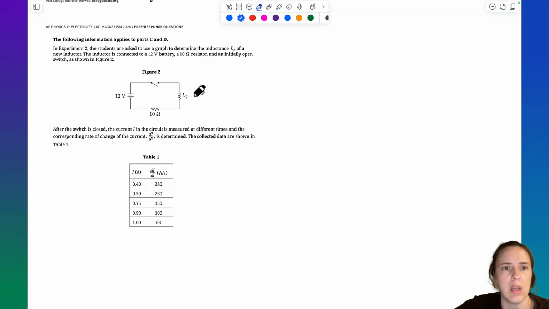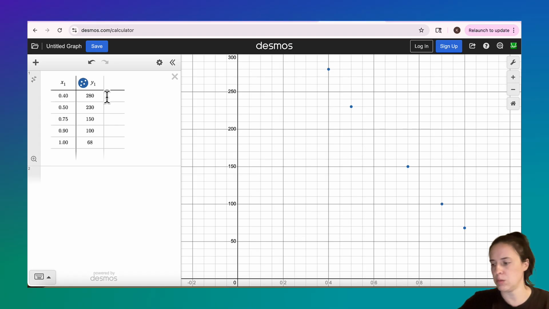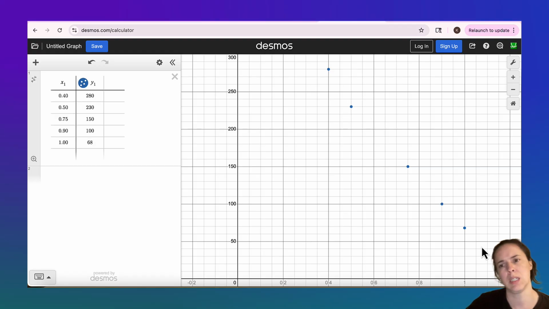We're now dealing with an LR circuit. So two things we can do. Number 1, we can consult our equation sheet to see how I and di dt are related. Number 2, we can plot them on Desmos to see if we can figure out that relationship as well. So let's start with Desmos. Okay, so if we plot that data exactly as they gave it to us, so our x1s are our current and our y1s are our di dt, that is definitely a downward trend.